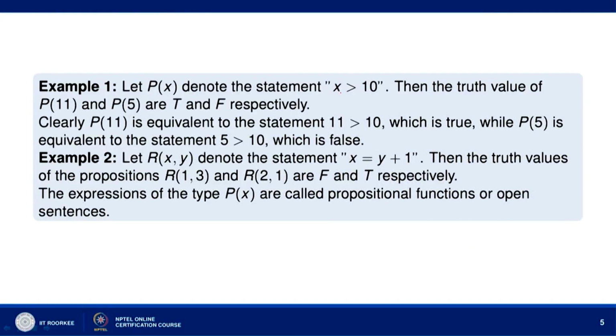Let us look at example 1. In example 1, let p(x) denote the statement x greater than 10. Then the truth values of p(11) and p(5) are T and F respectively, because p(11) is equivalent to the statement 11 greater than 10, which is true, while p(5) is equivalent to the statement 5 is greater than 10, which is false.